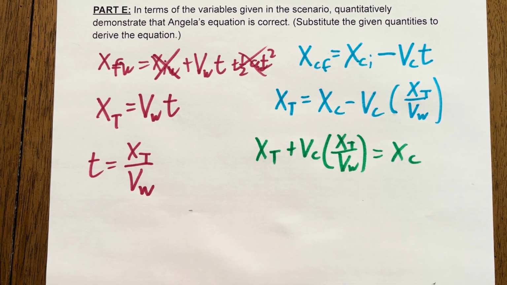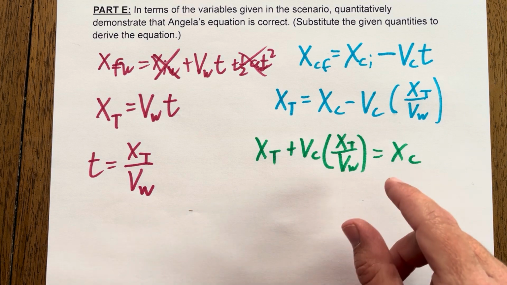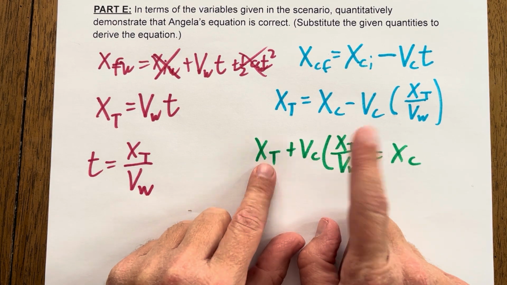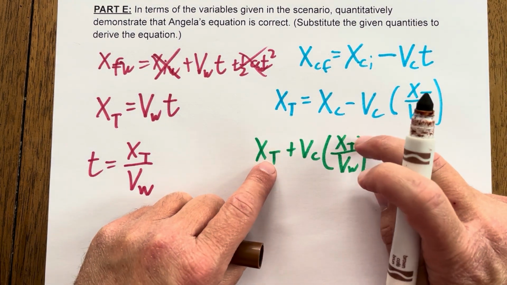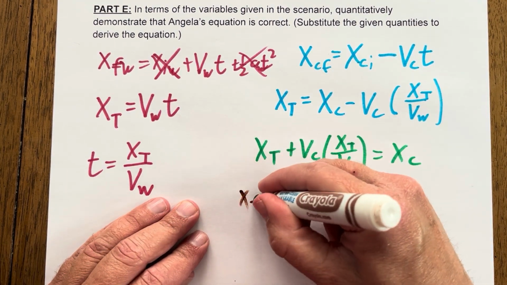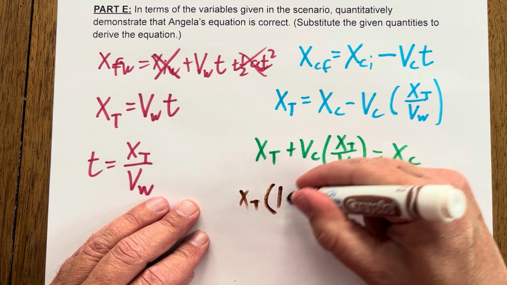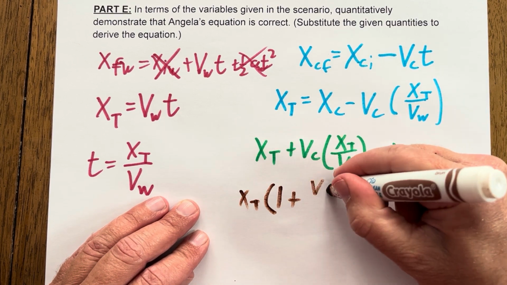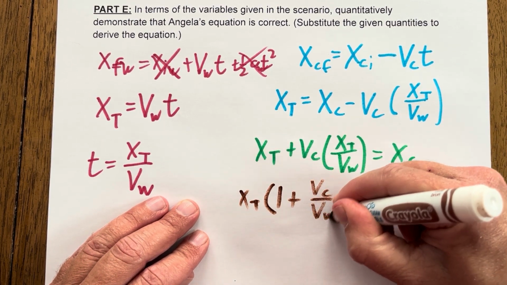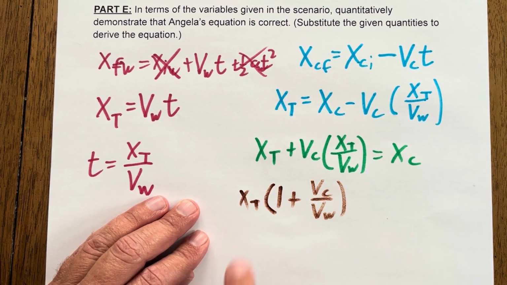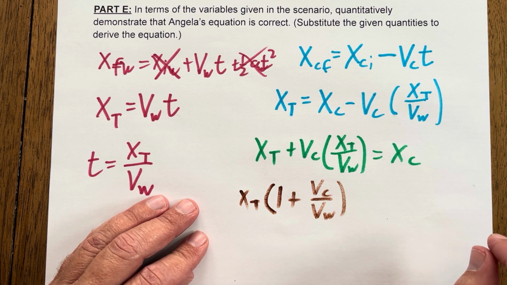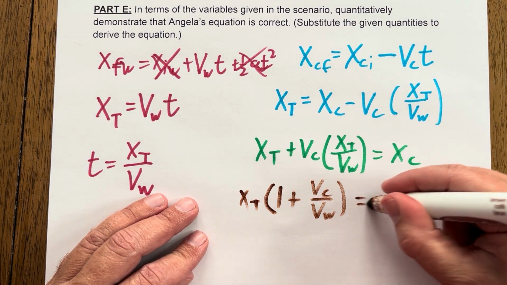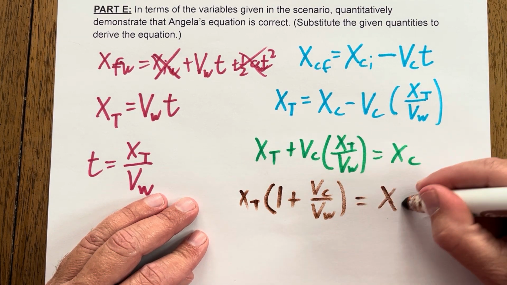All right, so now what I'm going to do is I'm going to try and solve for XT. So I'm going to factor an XT out of each term, or part of the term right here. And so I'm going to get this, XT times 1 plus VC over VW. Again, I pulled the XT out of there. That's where the 1 comes from. I pulled the XT out of there. That's where we get VC over VW. All right, and all of that is equal to the position of the cornerback.